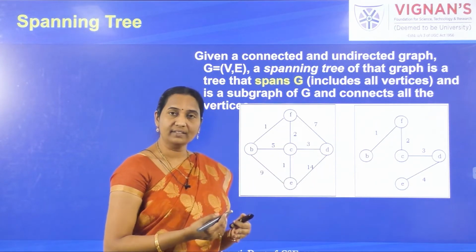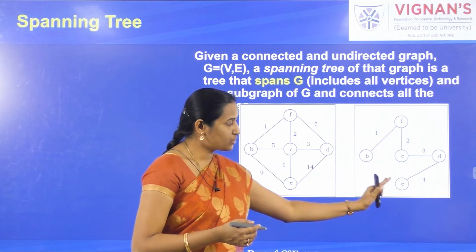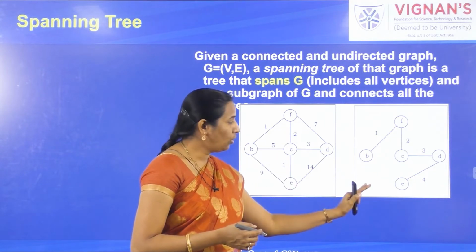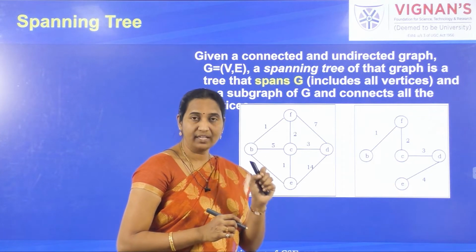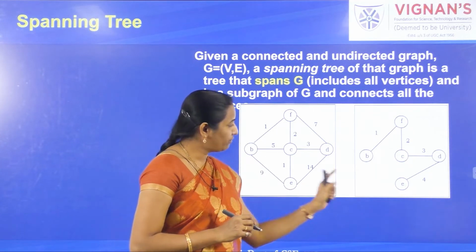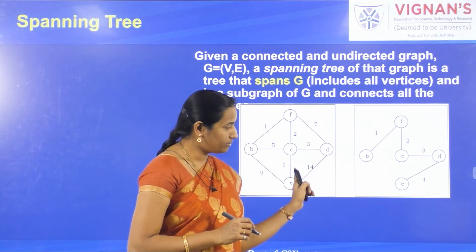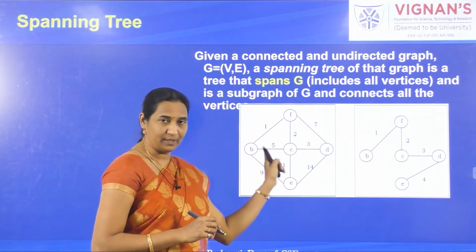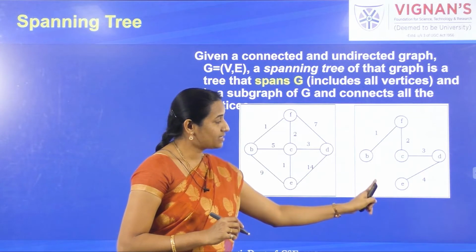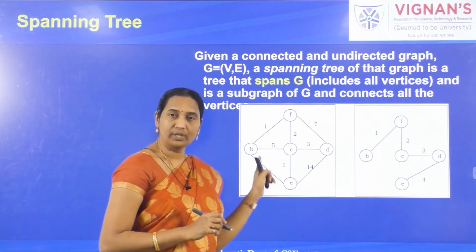So how can you define that? It should contain all the vertices from the given graph, and also all the vertices, if you observe, are connected. So such a tree is known as a spanning tree. If you observe, all the vertices are taken from this graph, and these edges are also part of the original edges only. So that's how I can call this a subgraph of the original graph.